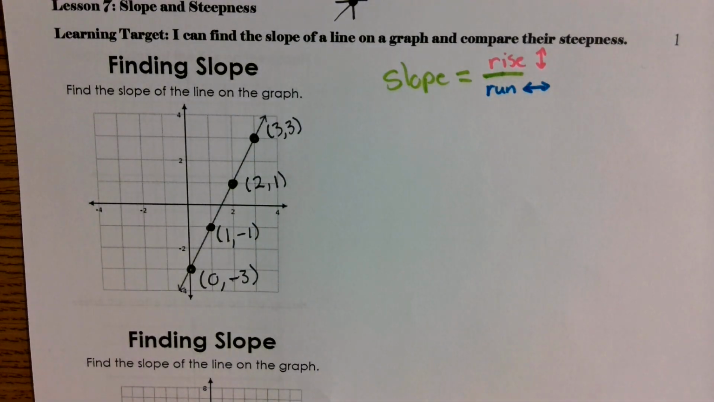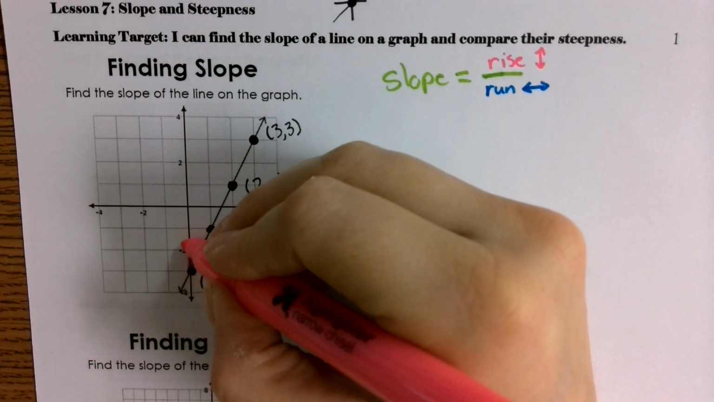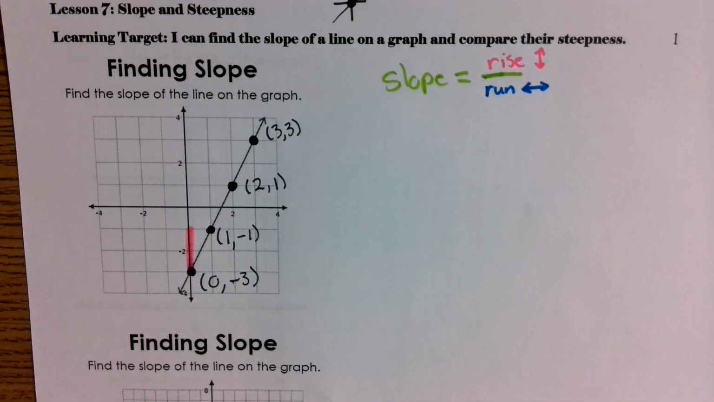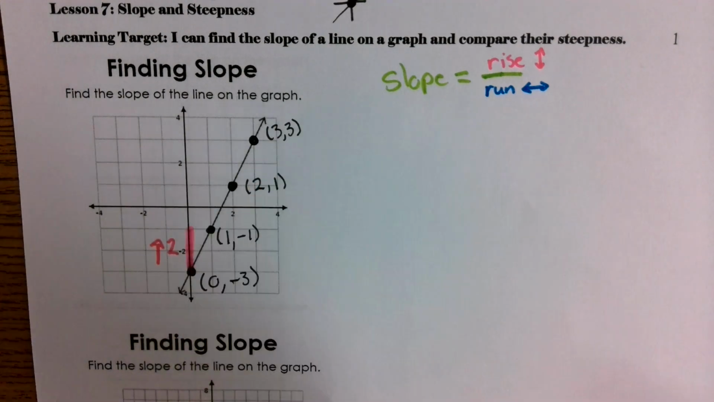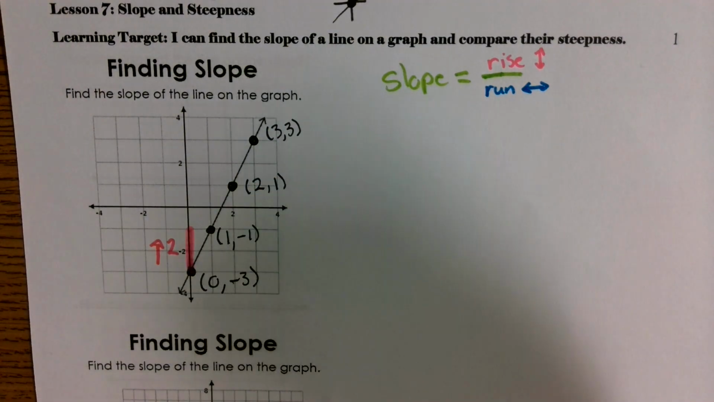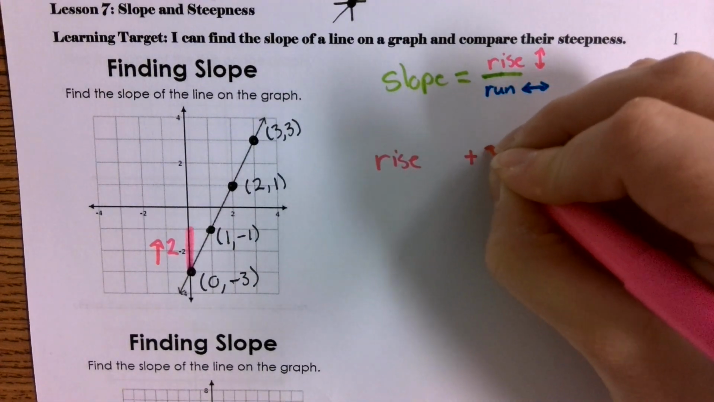Okay, so from my first point to my second point, I have a rise of how much? Isaiah? 2. I am increasing by 2. So I have a rise of a positive 2.